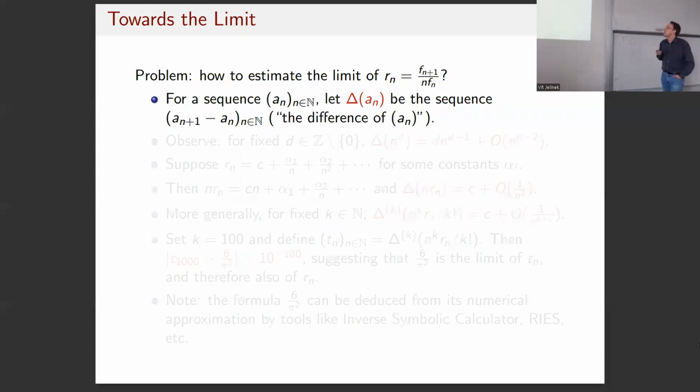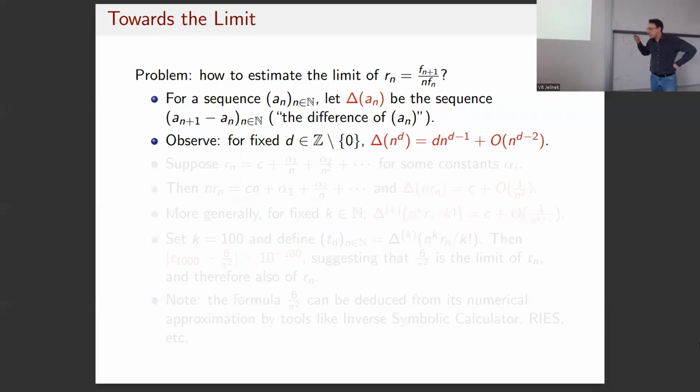So what can I do? I can transform this sequence of numbers to a sequence which approaches the same limit, but faster. And a trick to do it is to use the so-called difference of a sequence, which is just another sequence whose terms are differences of adjacent terms of the original sequence. So that's what I would denote delta of a_n.